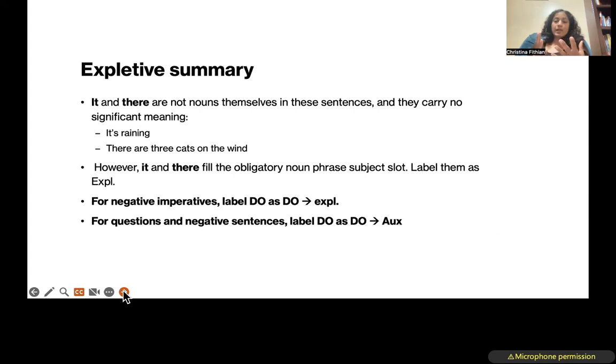Okay, so just to summarize expletives, it and there are not nouns themselves in the sentence, and they carry no significant meaning. So it's raining, there are 3 cats on the wind. Boy, that is a strange sentence. I got to fix that. I meant to write, there are 3 cats on the window. Forgot the rest of that word. So there are 3 cats on the window. There is not contributing any meaning whatsoever. But it and there fill the obligatory noun phrase subject slot. So we're going to label them as expletives. For negative imperatives, label do as an expletive. For questions and general negative sentences, label do as an auxiliary. It's performing a more important job and carrying tense.